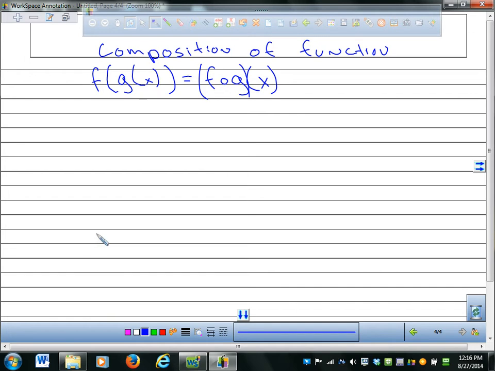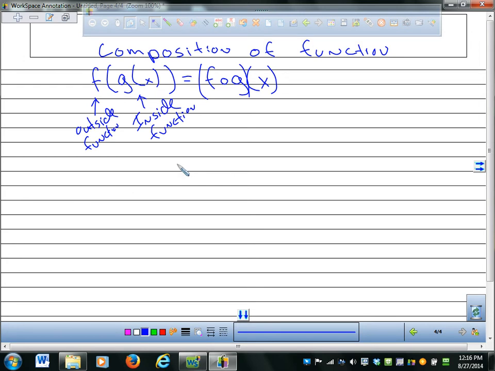So g in this case would be called the inside function, and f would be called the outside function, for obvious reasons. Outside function because one's inside and one's outside. And f of g of x, this is again the inside. This means the same thing. So basically what you do with f of g of x is you plug g into f. Have you done that before? Yes. You did this in algebra too, so we're just picking it up here.